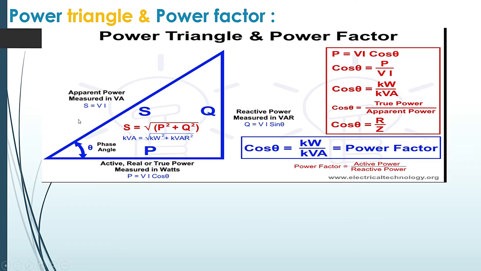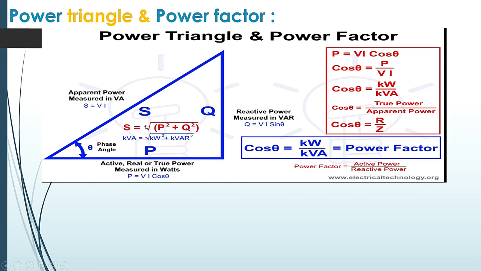Same thing, apparent power measured in VA, S is equal to VI. Reactive power measured in VAR, Q is equal to VA sin theta. Instead of apparent power in VA, we can mention kVA. This true power in watts, we can mention as kW. Reactive power, instead of VAR, we mention kVAR.